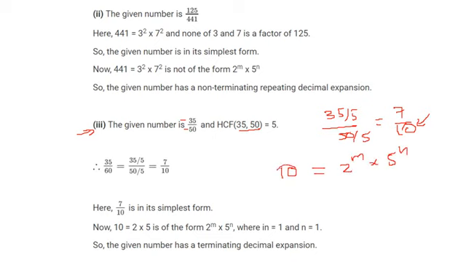So 10 is actually equal to 2 into 5. So here m will be 1, 2 to the power 1, and 5 to the power 1, that is n is 1. M and n are 1. So now this 10 can be represented in the form of 2 to the power m into 5 to the power n. That means this given number, that is 7 by 10, has a terminating decimal expansion.